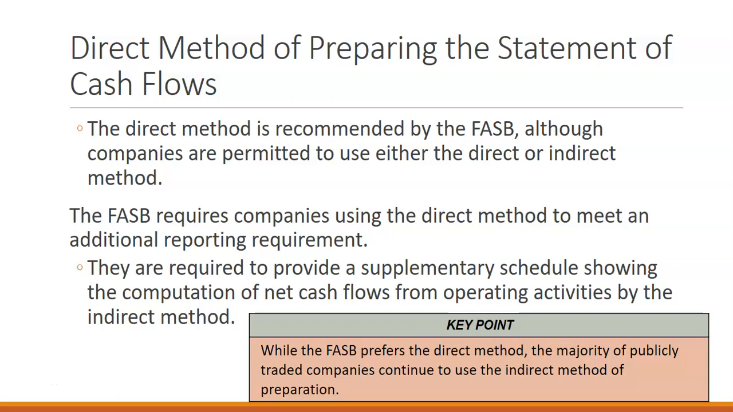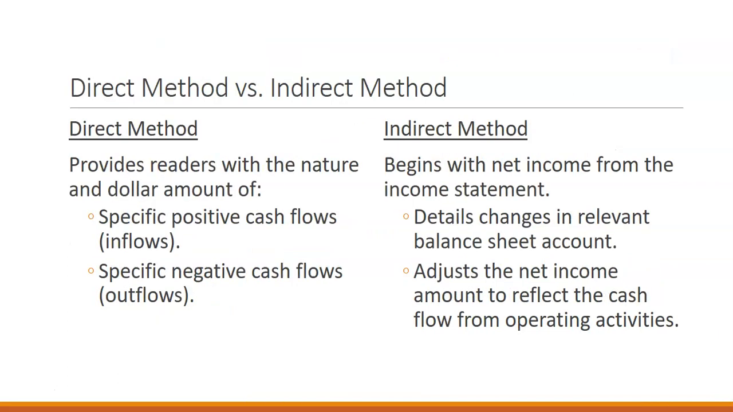Companies are allowed to choose, and most companies use the indirect method. The majority of publicly traded companies use the indirect method of preparation. However, government entities use the direct method. So if you become a government accountant, the direct method is what you would use. So the differences are about where exactly the cash flows came from.